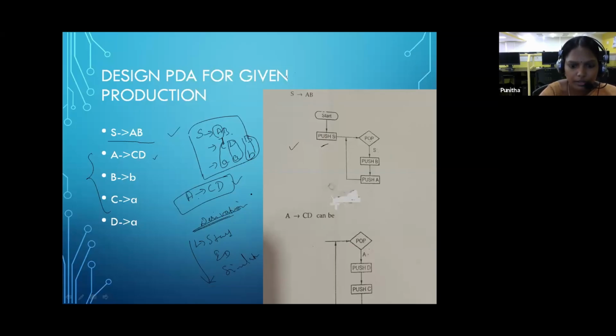The next production to be taken is A tends to CD. I need to look at this diagrammatic representation. What they are saying is they are asking you to first pop the A element, then push D, and then push the C element into the stack. First we'll try to perform the pop operation.